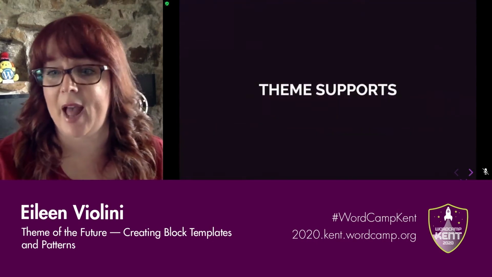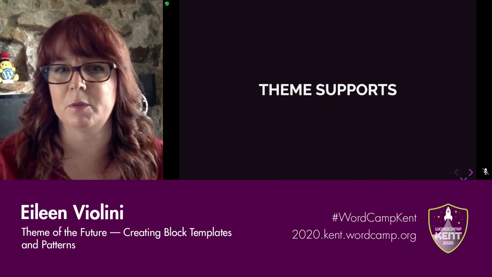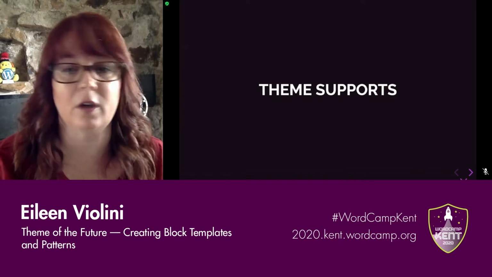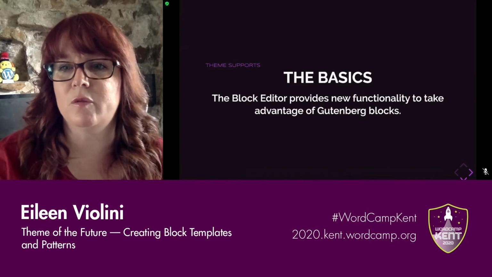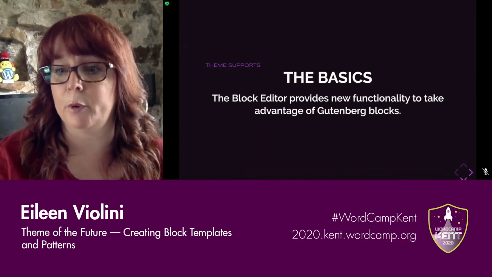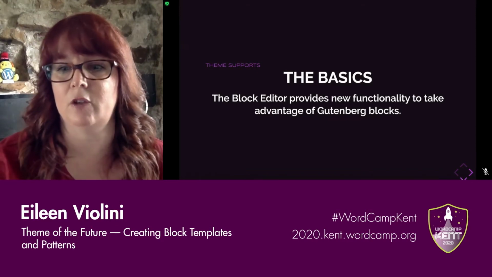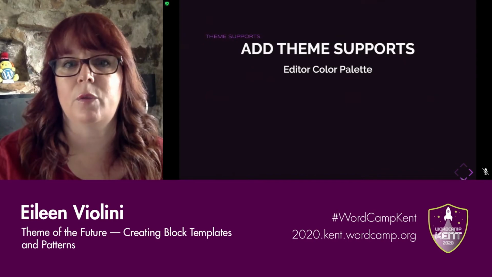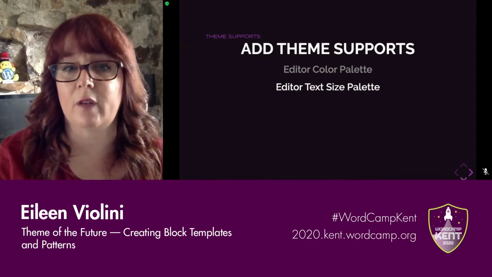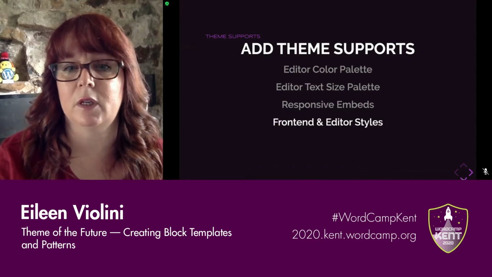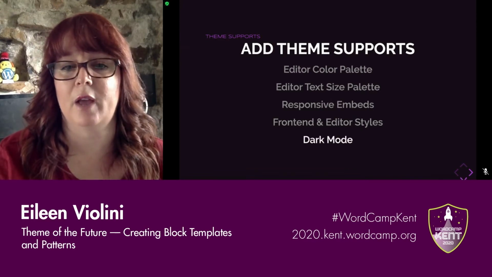We can start by adding theme supports. And this is a really long section. I'm going to cover part of theme supports and then jump ahead because we have a lot to cover. So the basics: the block editor provides new functionality to take advantage of Gutenberg blocks, and we want to add theme supports into our themes to take advantage of that functionality. Some of the things that we can add include the editor color palette, the editor text size palette, responsive embeds, front end editor and back end admin editor styles, and dark mode.